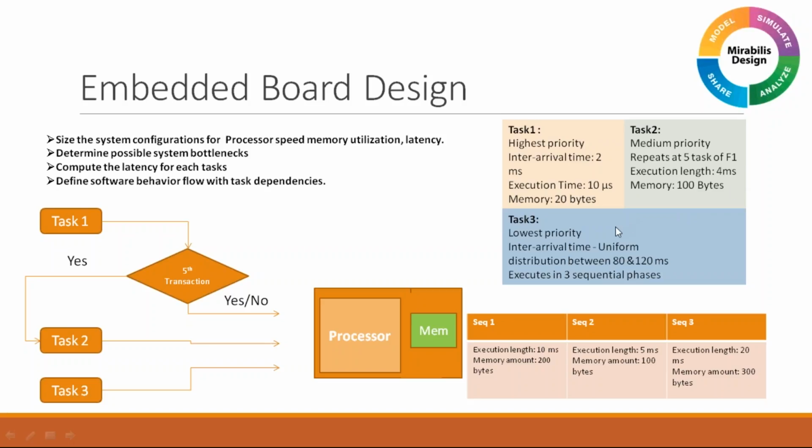And then we have task 3, which is of lowest priority, and the inter-arrival time is going to be a uniform distribution between 80 to 120 milliseconds. Task 3 itself will spawn 2 different tasks. Again, those will have different sets of priorities, or the same priority but different execution lengths and memory requirements as well.